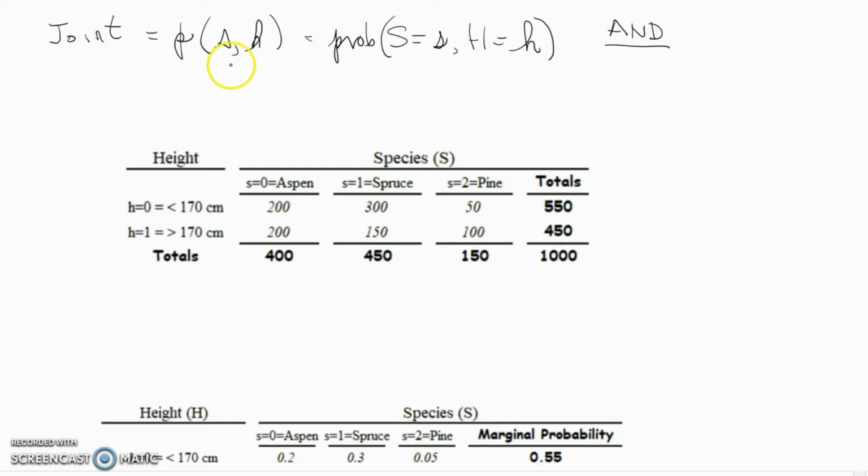So what we have here is the species would be some particular value and the height would be some particular value. The other thing is these joint probabilities were found in the body of the probability table. So that was joint probabilities.